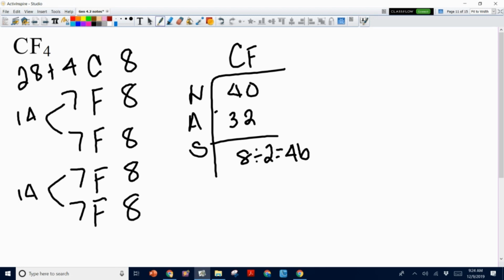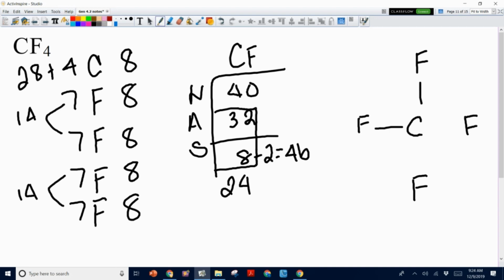Now we have 32 minus 8. It's going to be 24. So we have 24 electrons. So what's going to go in the center? The least electronegative. Oh, we have carbon. Carbon always goes in the center. Okay, we're going to space fluorines out equally. So we have 4 bonds that we're going to put in.